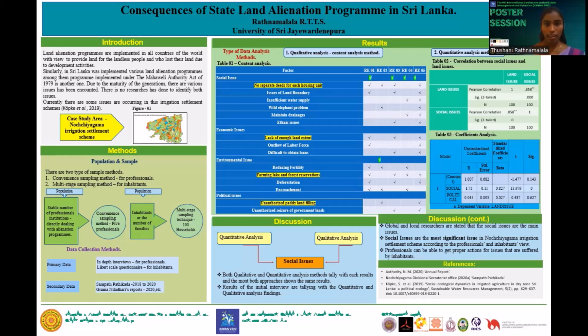In summary, the study of consequences of the state land alienation program in Sri Lanka focused on the land issues suffered by inhabitants. Land issues are mainly considered as social, economic, environmental, and political issues. Finally, the quantitative and qualitative findings happen to be mostly the same. So both quantitative and qualitative analysis methods tally with each other, and both approaches show the same results. Hence, we come to the conclusion that social issues are the most significant issue in the state land alienation program in the overall research.